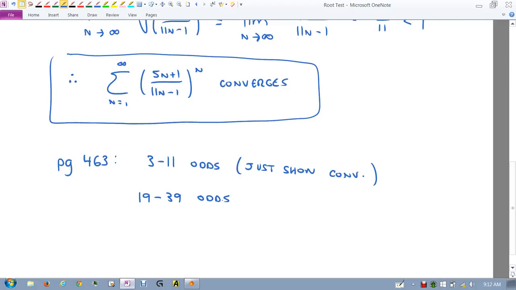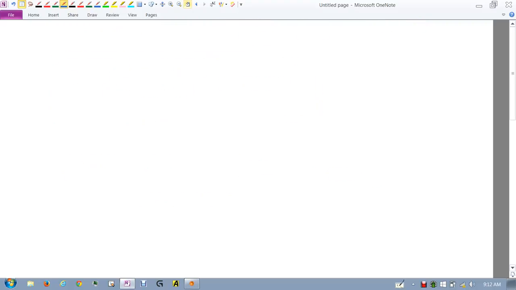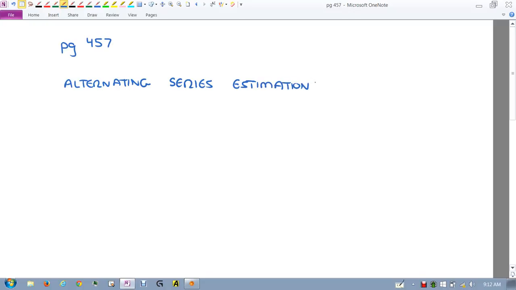All right, there's something here in this section that I'm skipping over, but I want to make you aware of it because it may pop its head up somewhere else in another class. So I just want you to know it's in here. I won't test you on it. It's on page 457. It's called the alternating series estimation theorem.